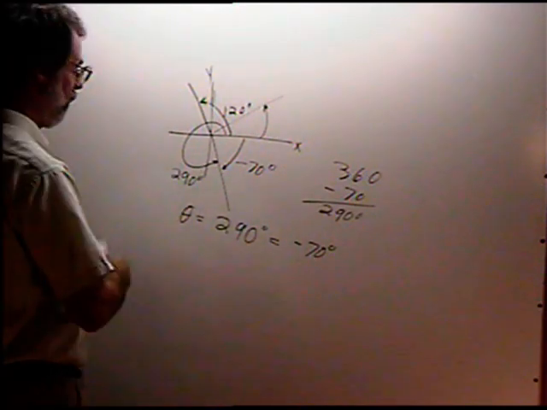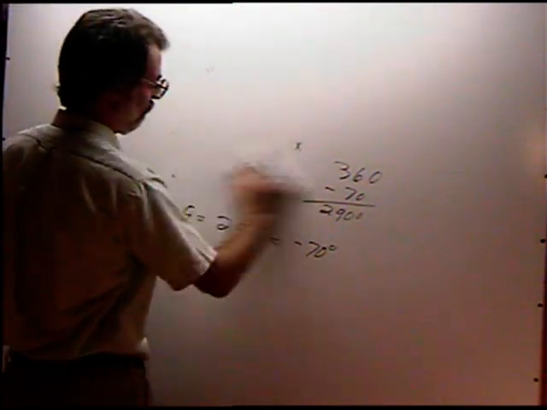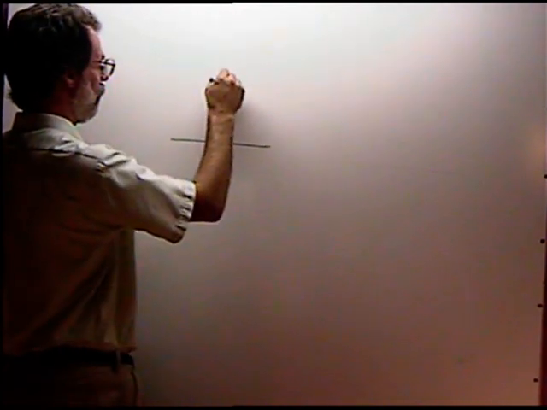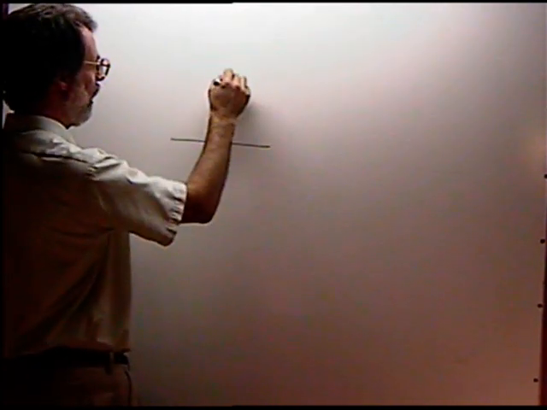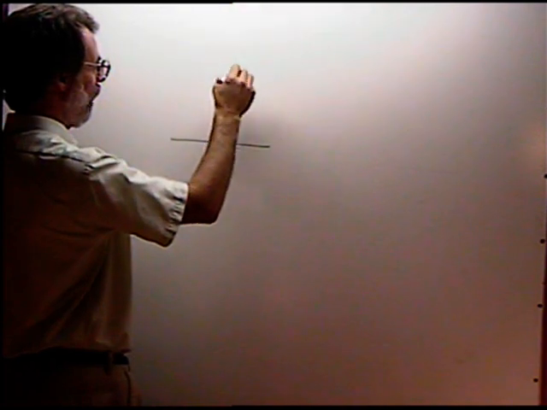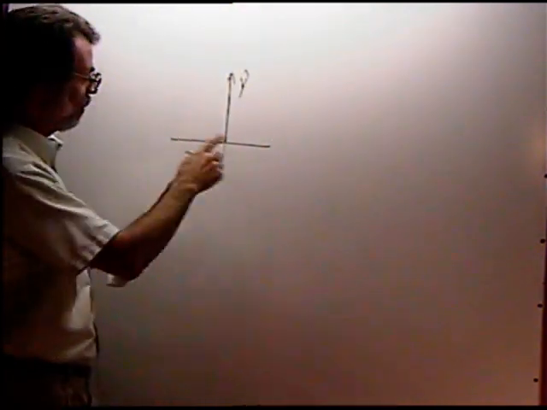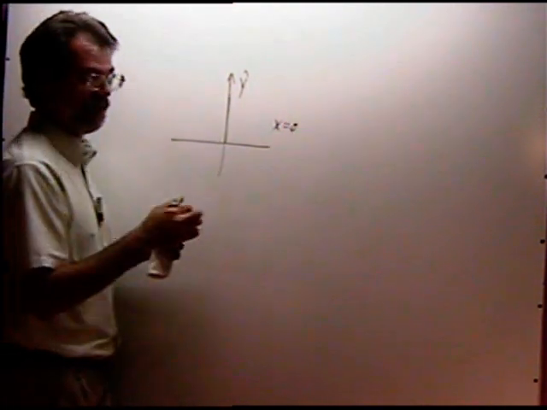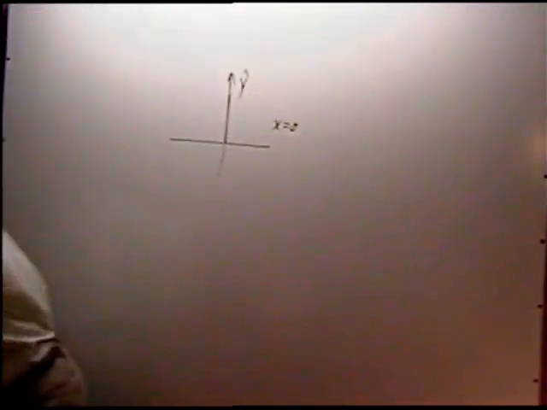I'm going to skip question number 2, and if I have a vector, it's question number 3, directly in the y direction, is there any x component? No, the x component in this case is 0. There is no x component.